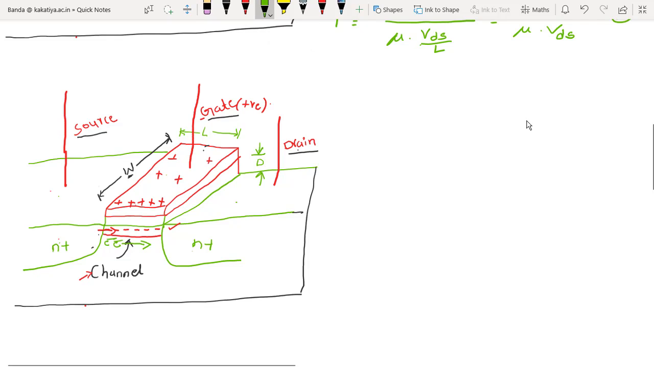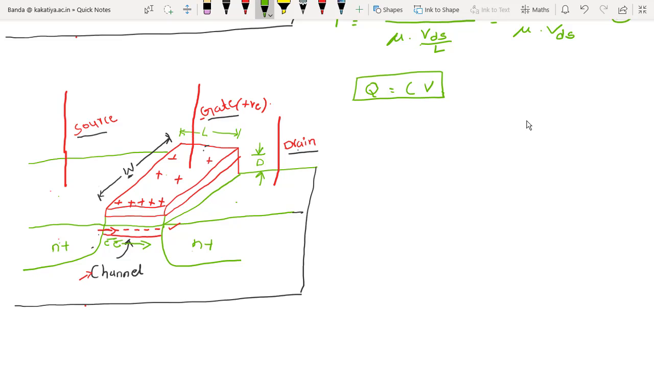Now tau is completed. What we have to do now is find the expression for charge, Q. Charge in a capacitor can be written as the capacitance of the capacitor times the applied voltage across the capacitor. This is the fundamental physics formula for charge in the capacitor.